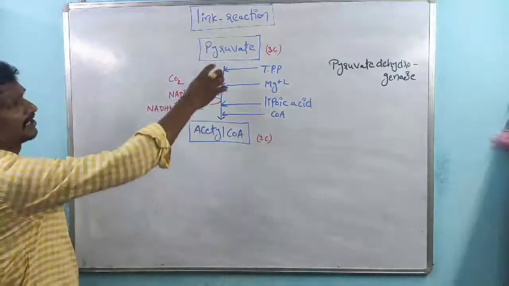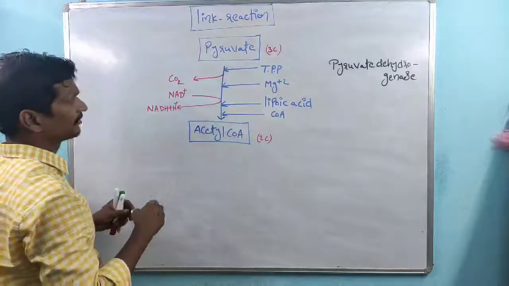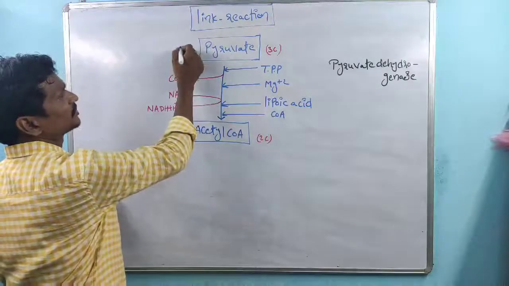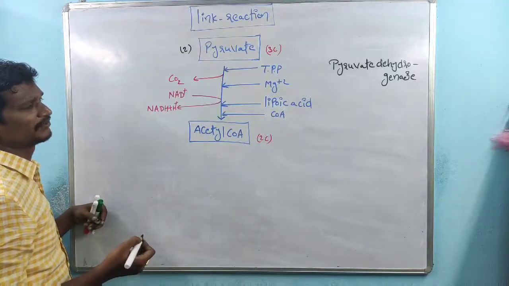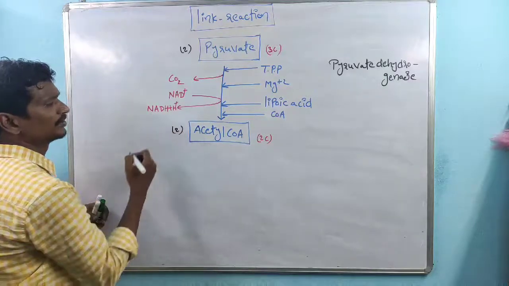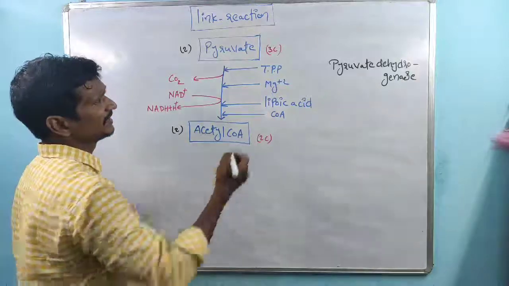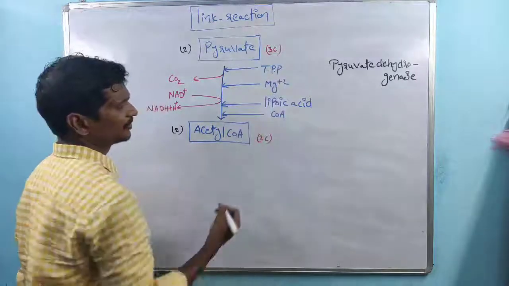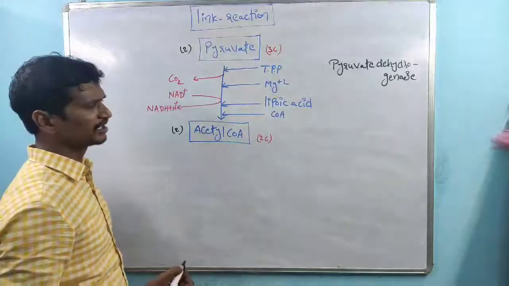So here the pyruvate molecule is a 3 carbon compound. At the end of the glycolysis process, we have 2 pyruvate molecules, right? The 2 pyruvate molecules are involved in the production of 2 acetyl CoA molecules. So in this process, the 3 carbon compound is converted into a 2 carbon compound.